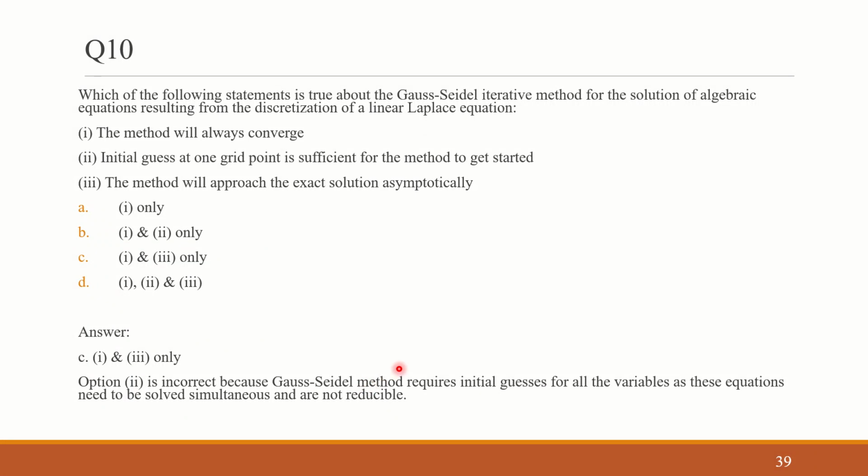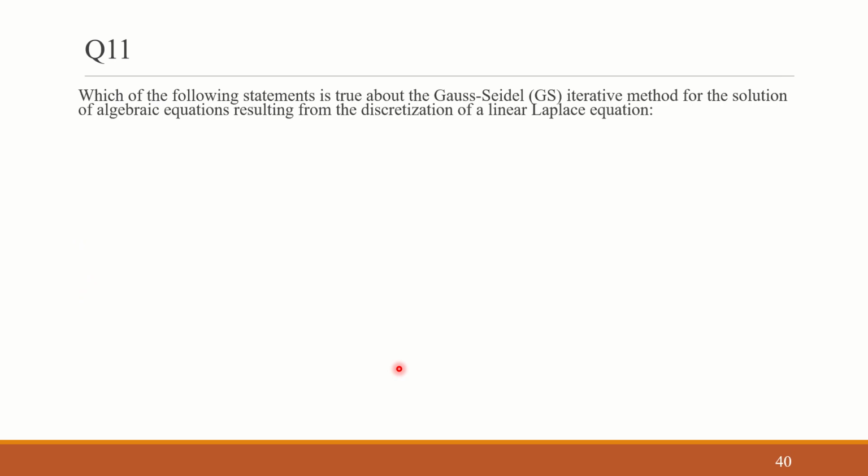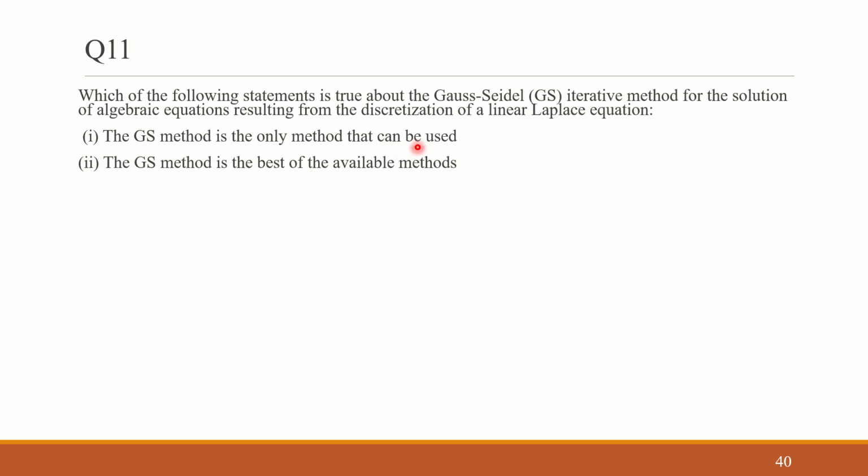Alright, now we will go to question 11. Which of the following statements is true about the Gauss-Seidel iterative method for the solution of algebraic equations resulting from the discretization of linear Laplace equation? First one, the GS method is the only method that can be used. Second one, the GS method is the best of the available methods. The question itself is very simple. We can say it is not the only method, and it is not the best method either.